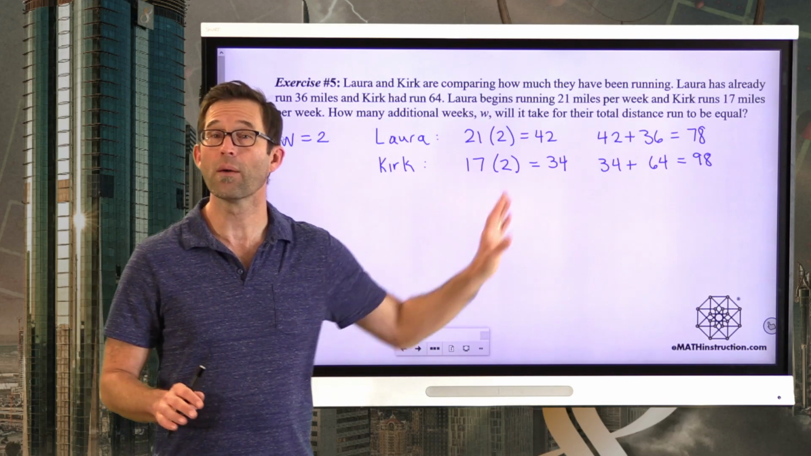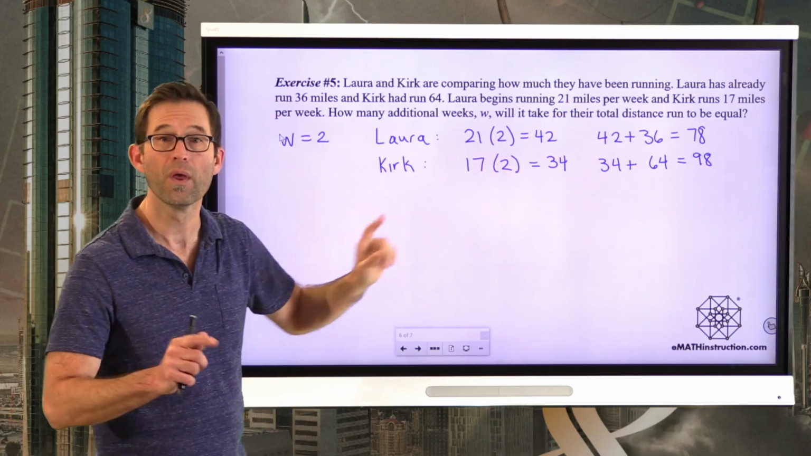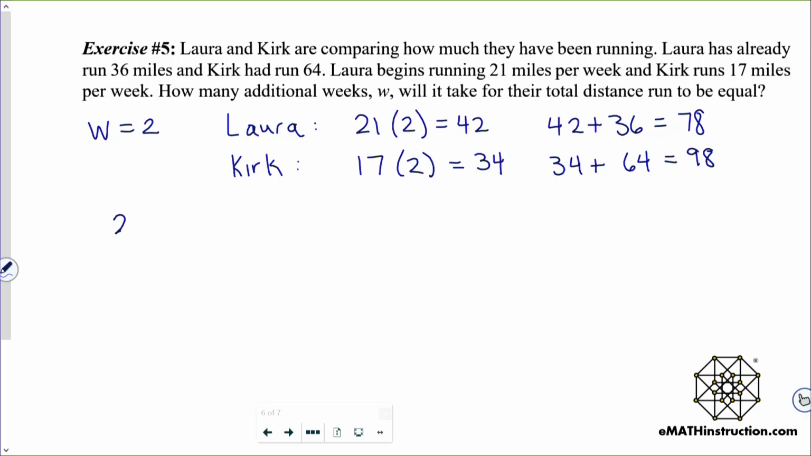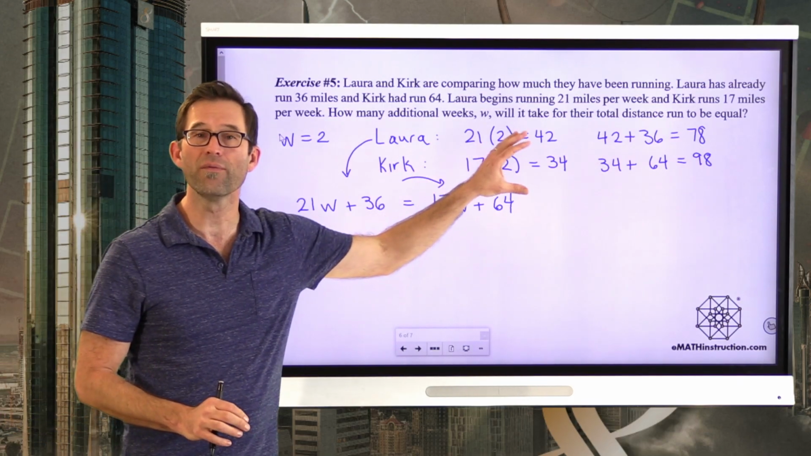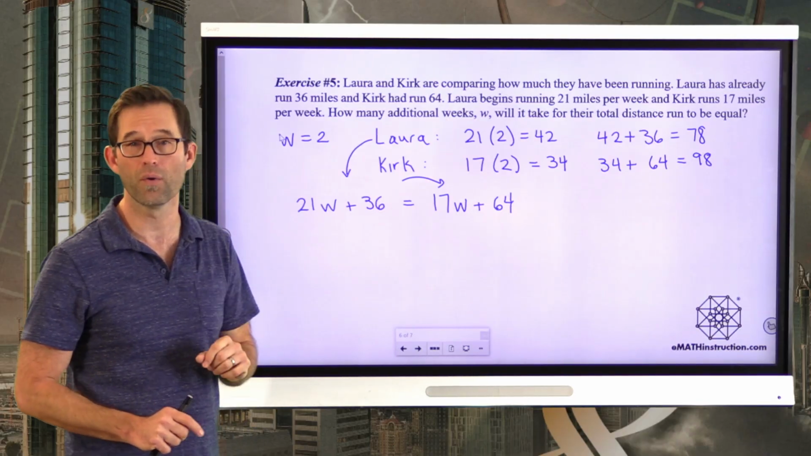All right, let's do it. Again, we want to do something very similar here, except wherever there was a 2, we just want a W. So for Laura, she's going to have 21 times W plus the 36 miles that she started with. That's going to be Laura's distance. On the other hand, Kirk is going to have 17 times W plus the 64 miles that he began at. This is exactly what we've done up here when we know that W is 2, except we've left the W unknown down here.